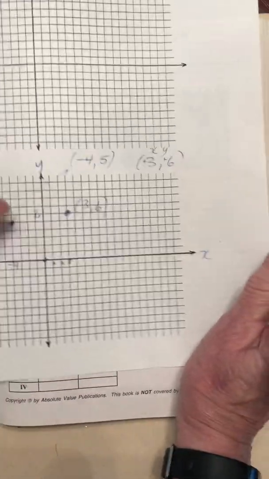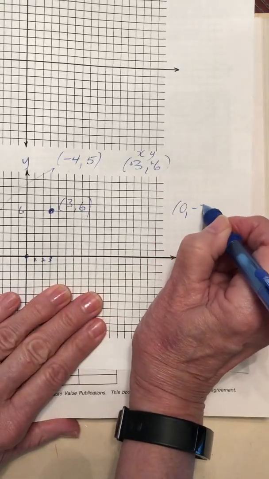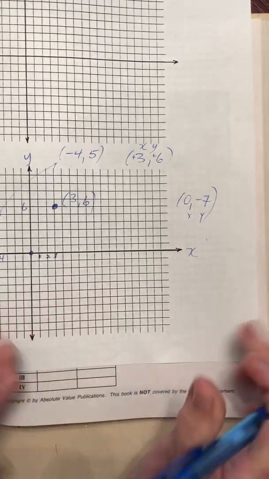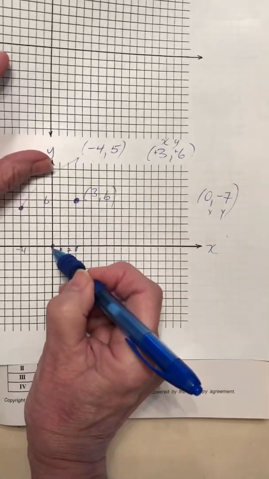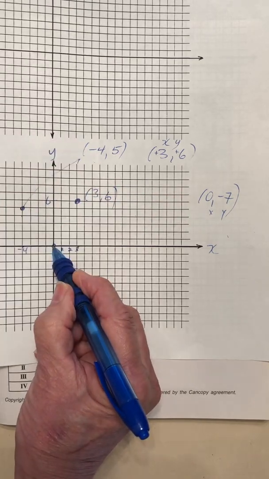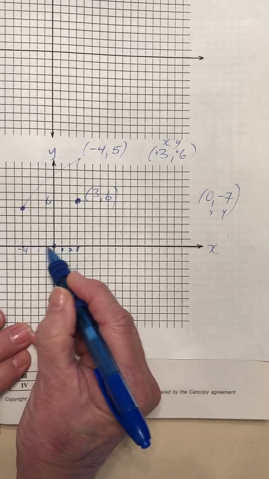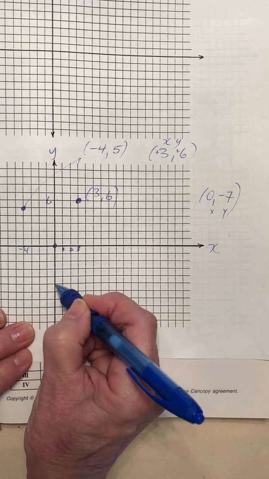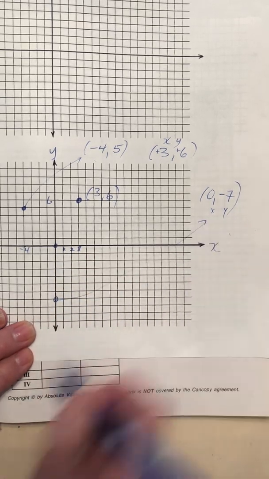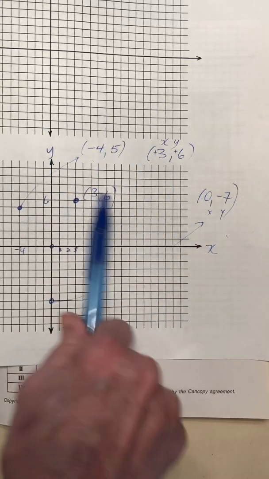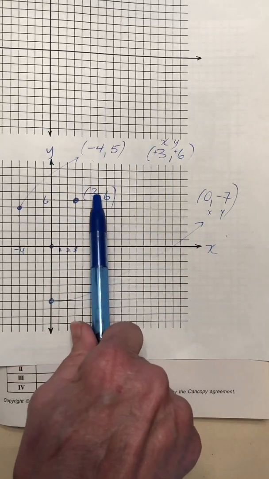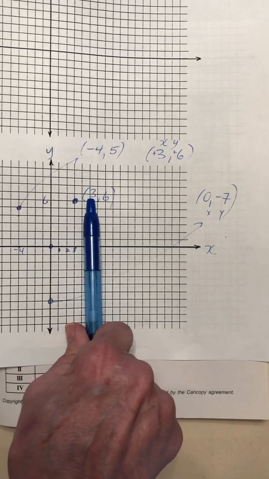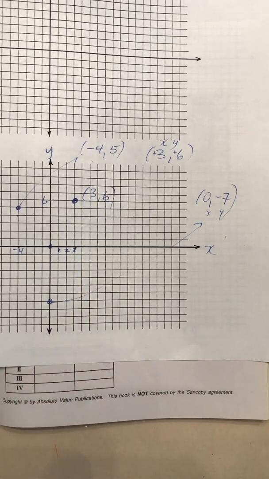If somebody said, all right, now let's do 0, negative 7. The first value is x, the second value is y, so I am starting here, and this is saying go 0 on the x-axis. So I wouldn't go right and I wouldn't go left, but I would go 7 jumps down. 1, 2, 3, 4, 5, 6, 7. So that would be that point. This is a relationship. This is showing the directions for going one way, and those are the directions for going another way.